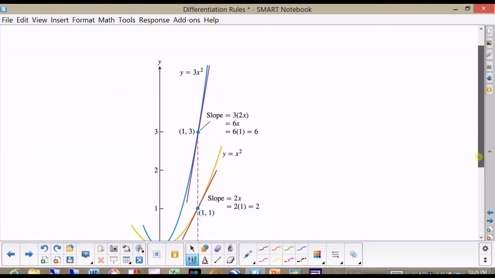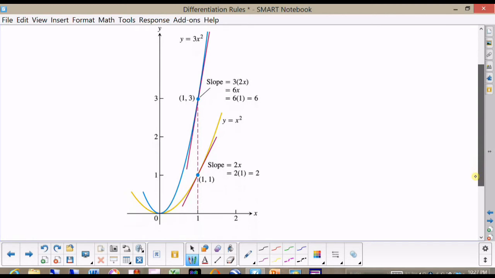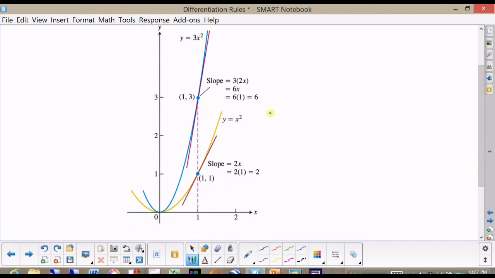Just to illustrate this a little further, suppose we have the function here in yellow, y equals x squared, and we look at the point 1 and 1.